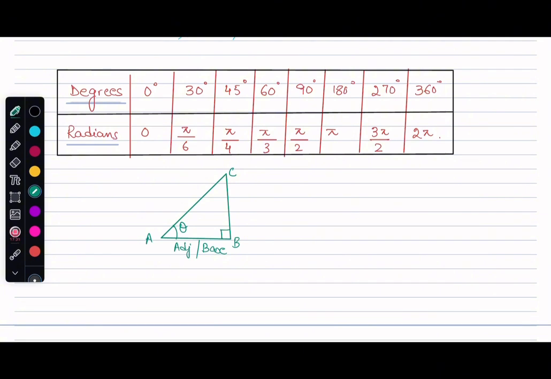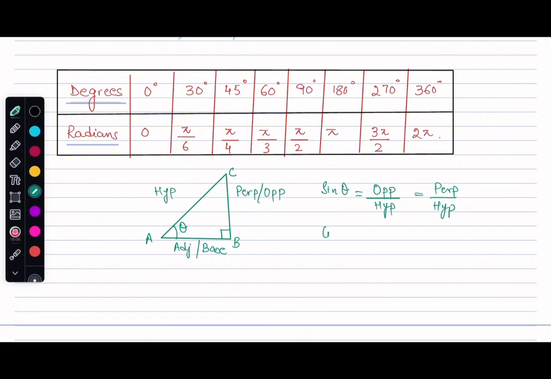And the side opposite to theta, I shall be calling it a perpendicular, or I shall be calling it an opposite. And the side opposite 90 degrees, obviously that needs to be called our hypotenuse. So with respect to this right angle triangle, I should know that my sine theta shall be equal to opposite over hypotenuse, or I can also say that this is perpendicular over hypotenuse.